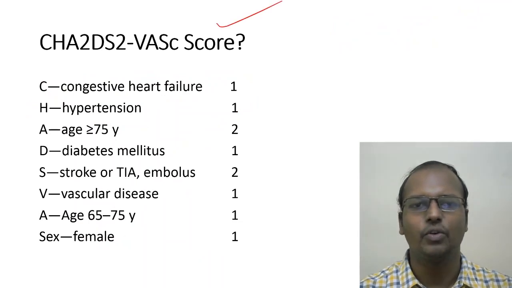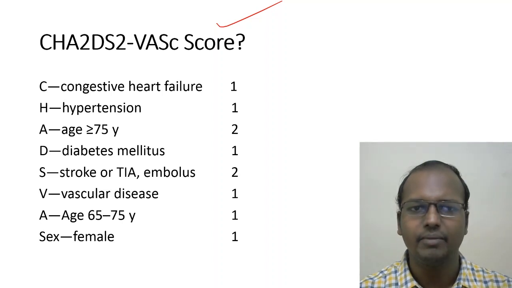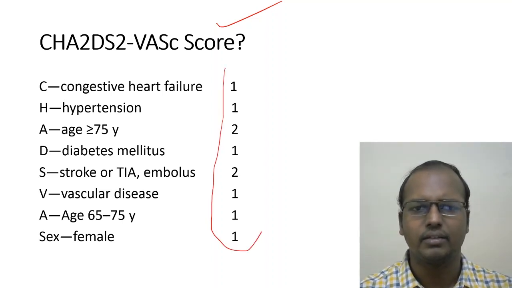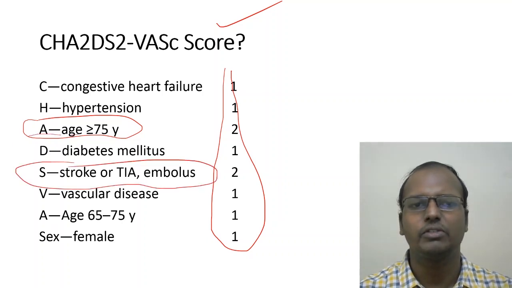This is the CHA2DS2-VASc score. Very important for a patient with non-valvular atrial fibrillation. So in that case, this is the score. There are two variables which have a score of 2: age more than or equal to 75, and stroke/TIA/embolus. These are the two variables with a score of 2. Others have a score of 1.